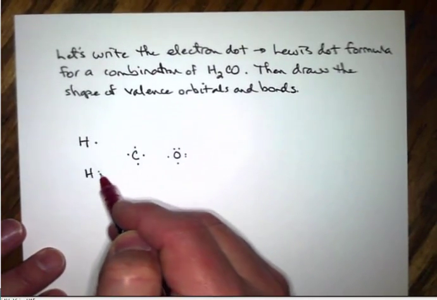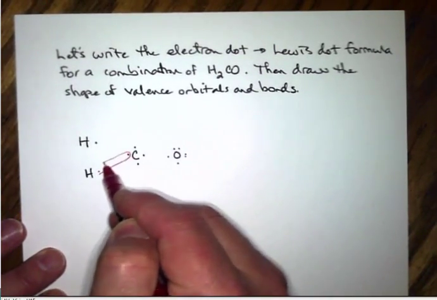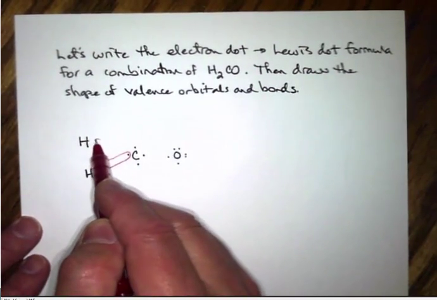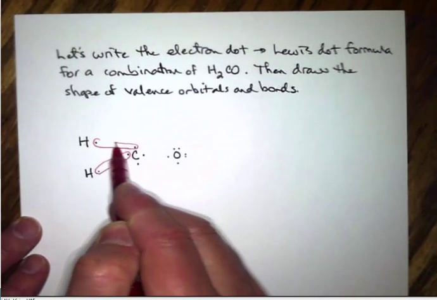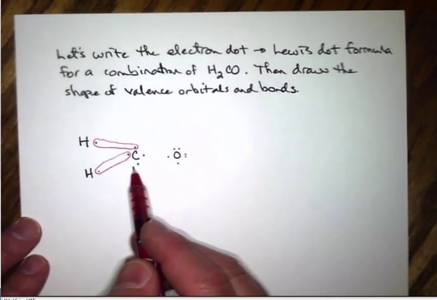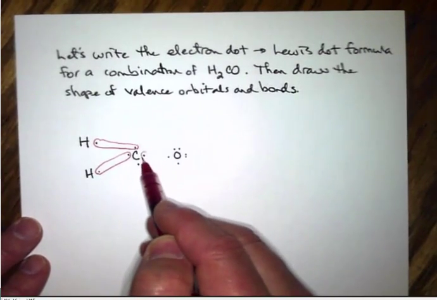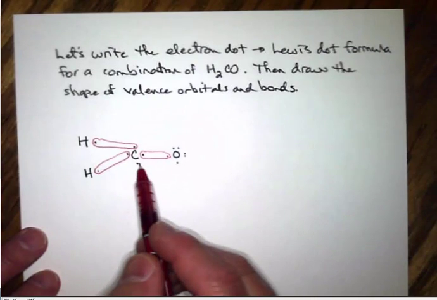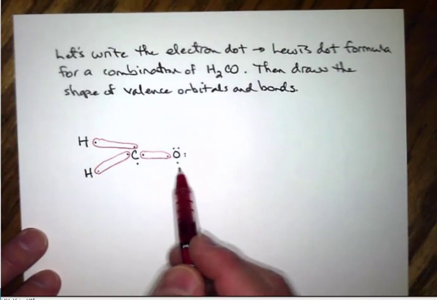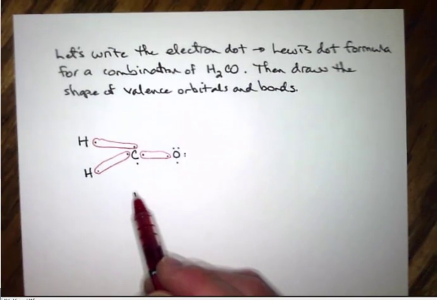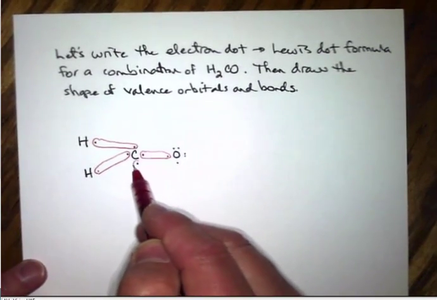Okay, so I can share these two right here, and that gives that hydrogen the 2 electrons it wants to have. I'm going to share these two right here. That gives this hydrogen the 2 electrons it wants to have. Carbon now has 6. If I share 1 electron between carbon and oxygen, now I've got carbon with 7 and oxygen with 7 electrons. But they both want 8. They're not done until they get 8. So we're going to share 1 more.